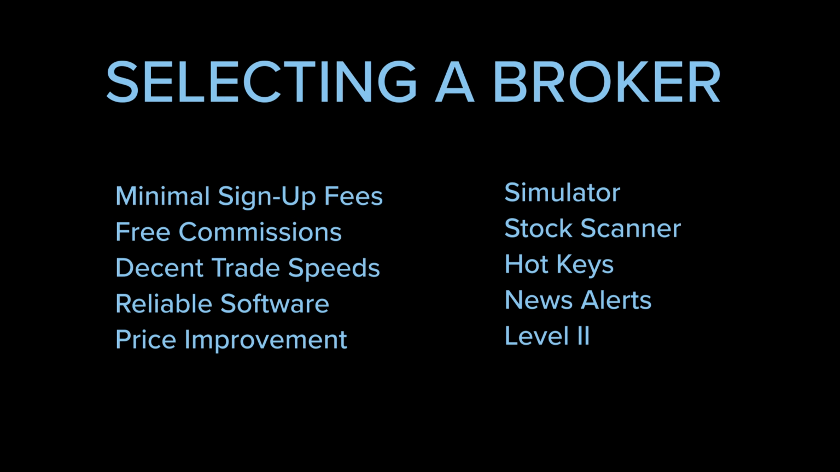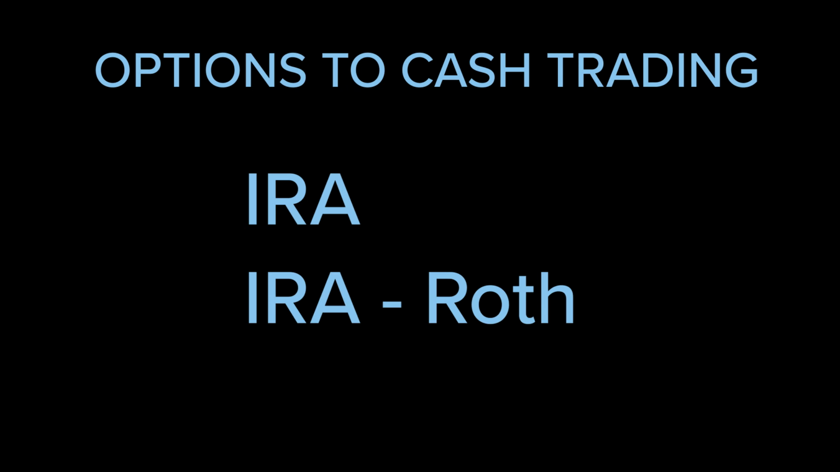You want to make sure that they have a stock scanner that you can set up. Hotkeys are really important, and not everyone has them. News alerts, mostly everyone has, but you want to make sure that they're there. And then you also want Level 2. Level 2 is really important because you'll be using that to gauge when to enter and when to exit a trade.